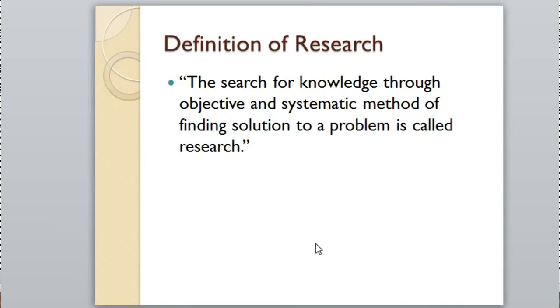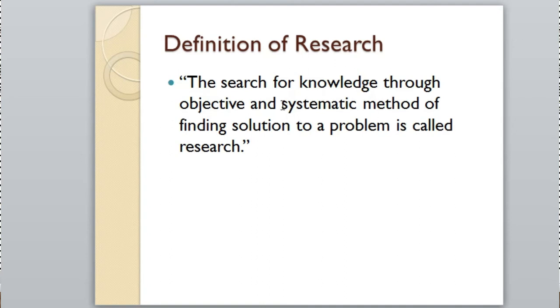There is one simple definition of research: the search for knowledge through objective and systematic method of finding solution to a problem is called research. One thing is very important here, a new phrase is coming, that is systematic method. While you are conducting research, the systematic method of this process is very important. The process of research, the drawing of conclusions, finding of knowledge or generalizing something should be in a systematic method.